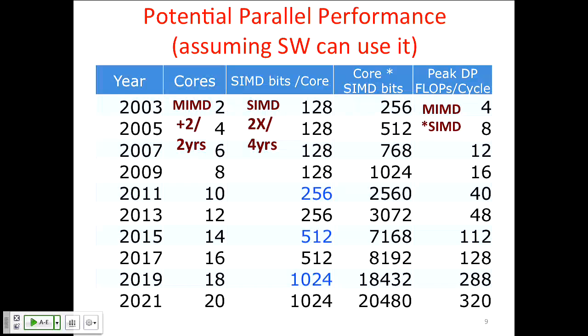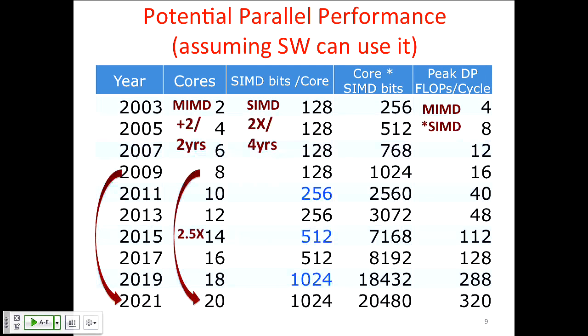Now, if you multiply these together, the number of cores times the SIMD bits per core, that gives you this number, which is an idea of the raw parallel throughput of that chip. Like how many bits of stuff can you do per clock cycle, right? And you can also translate that into floating point operations per clock cycle. So we're getting up into hundreds of floating point operations per clock cycle on these newer chips, right? And that's what's going to be happening.